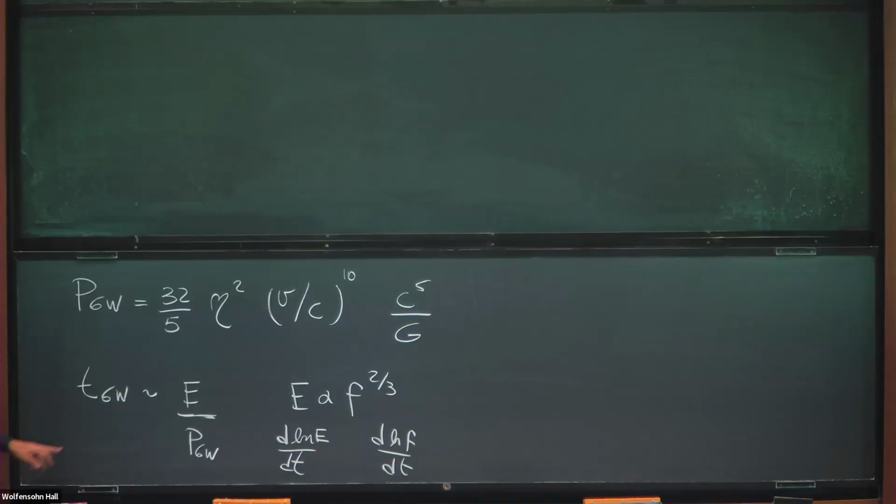And this one is proportional to V over C to the power 10. This one is proportional to V over C to the power 2. So in terms of V over C, this is V over C to the power 8 downstairs, okay?